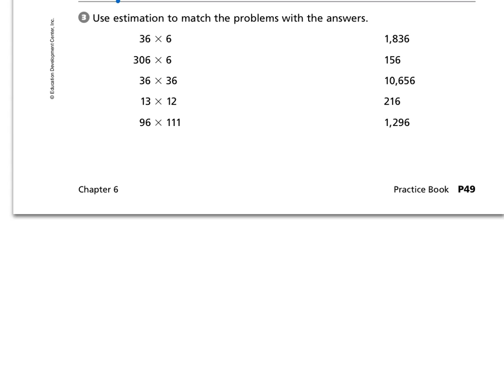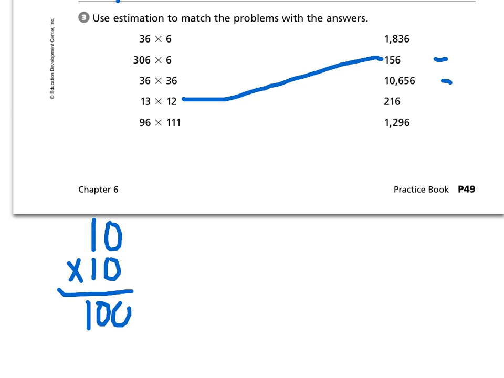Let's look at number 3, where we need to use estimation to match the problems with the answers. You can first start off by looking at the different answers, and we know that 156 is the lowest and 10,656 is the highest. So looking at these numbers, you can clearly see that the lowest number is going to be 13 times 12. And you can do a little bit of estimation with front-end estimation. 10 times 10 is 100, and that's the closest one to that.